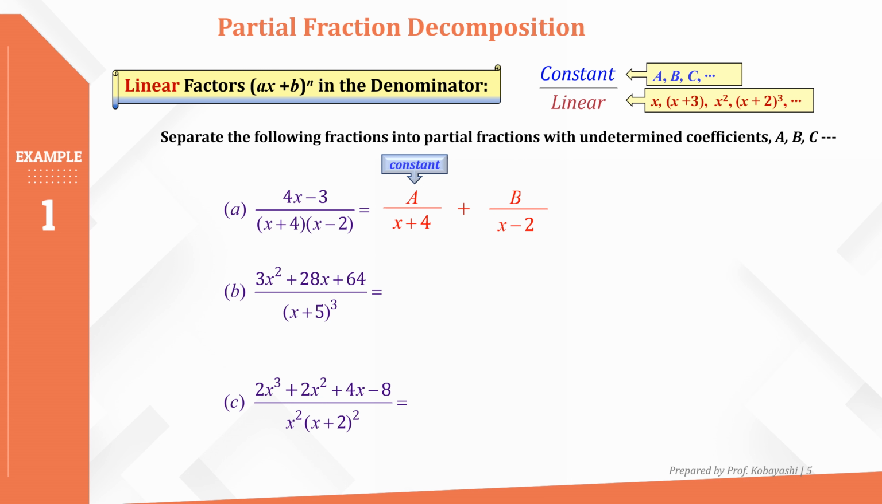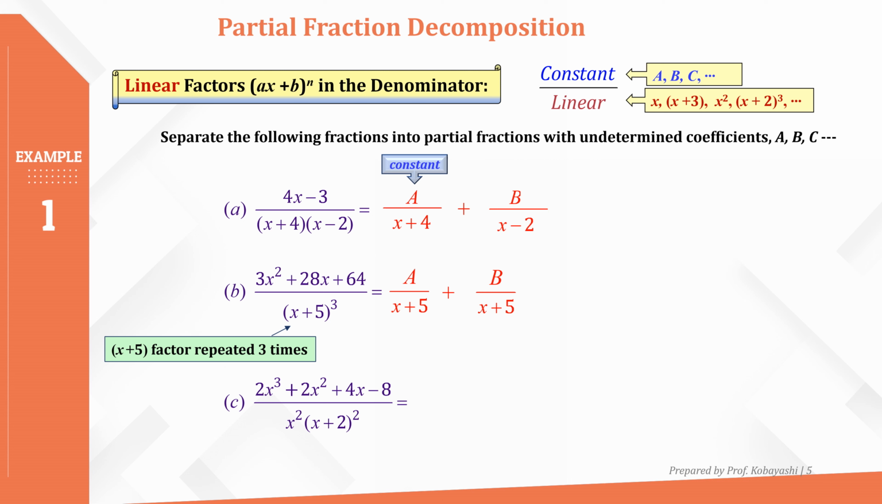For B, we can see that the x plus 5 term is repeated 3 times. When splitting this into partial fractions, we need 3 partial fractions containing increasing powers of the factor in the denominator. The first one should be A over x plus 5, like the previous example, plus, can you set up B over x plus 5 for the second one?